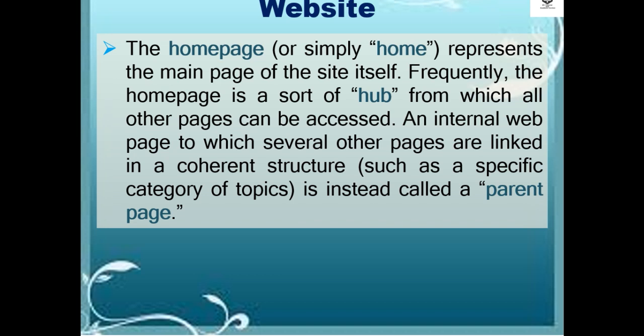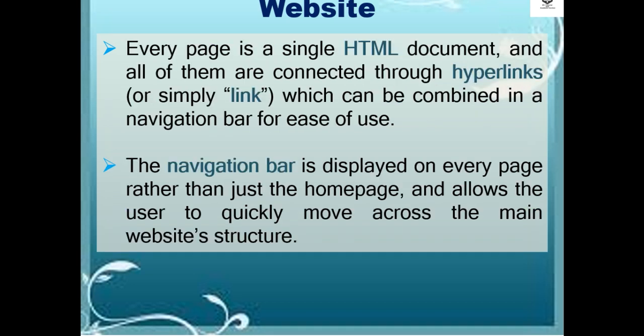The home page, or simply home, represents the main page of the site itself. Frequently, the home page is a sort of hub from which all other pages can be accessed. An internal web page to which several other pages are linked in a coherent structure, such as a specific category of topics, is instead called a parent page. Every page is a single HTML document, and all of them are connected through hyperlinks, or simply links, which can be combined in a navigation bar for ease of use. The navigation bar is displayed on every page rather than just the home page and allows the user to quickly move across the main website structure.